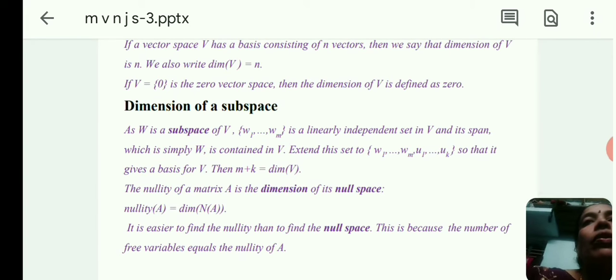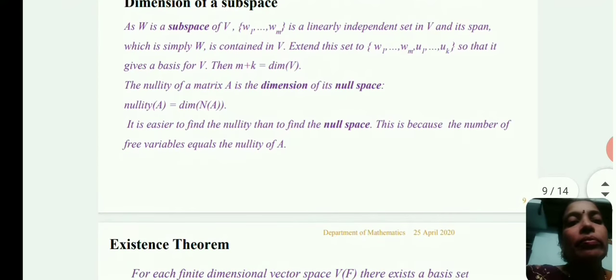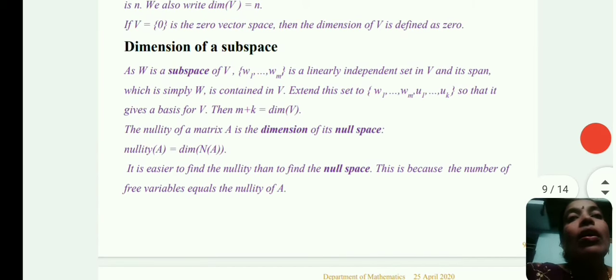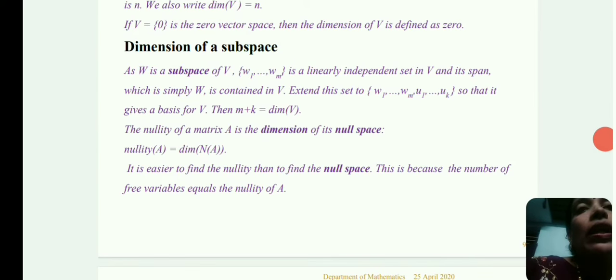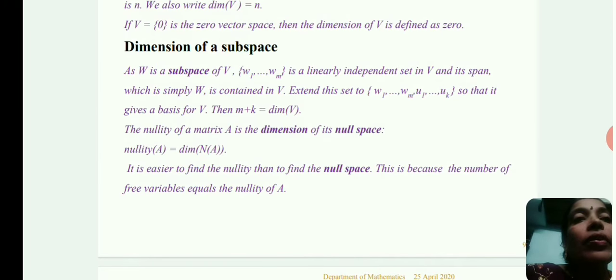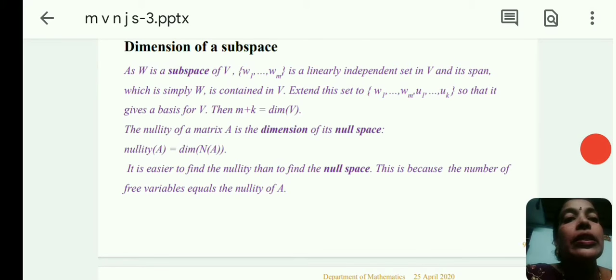Next, the finite dimensional vector space, shortly denoted as FDVS. A vector space V(F) is said to be a finite dimensional vector space, or finitely generated vector space, if there exists a finite set S of V such that L(S) is equal to V. Otherwise, V(F) is not a finite dimensional vector space.